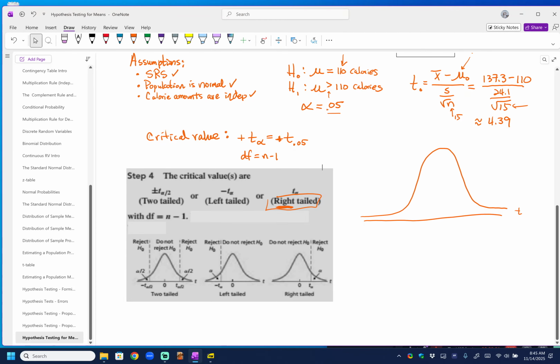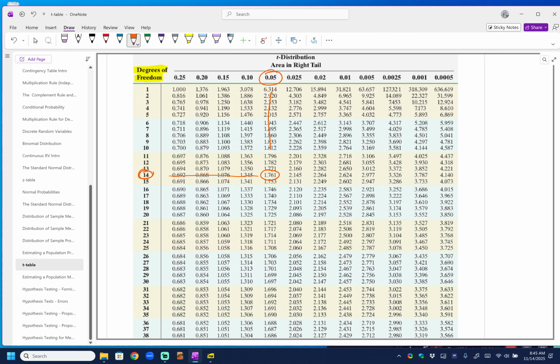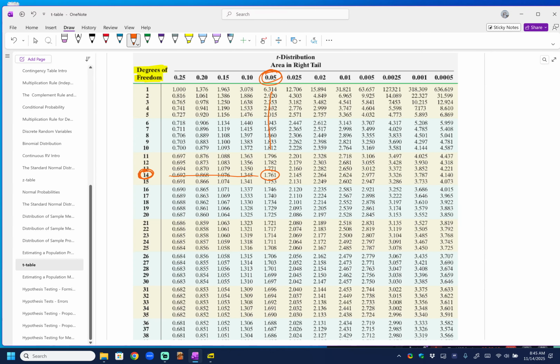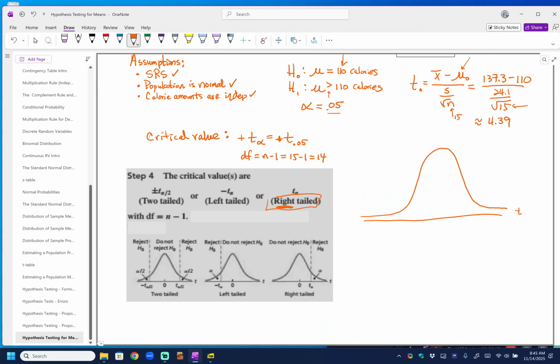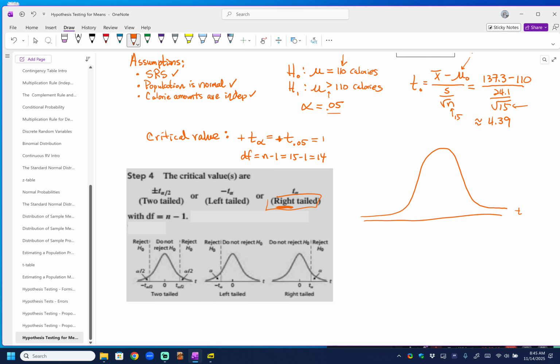It'd be n minus 1 as usual, so that's 15 minus 1, which is 14. If we go over to the t-table, we're going to go to 14 and 0.05, meet in the middle at 1.761. Remembering that we are bringing the sign over. That allows us to go to our t-distribution and label 1.761 on the graph. Remember, 0 being in the middle.